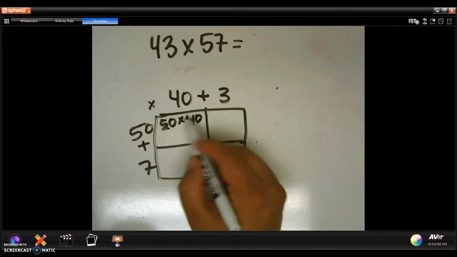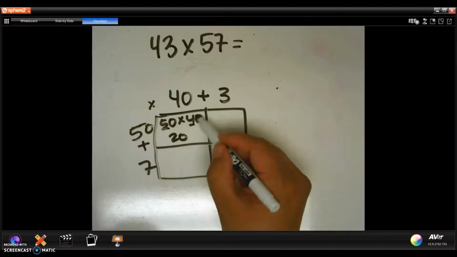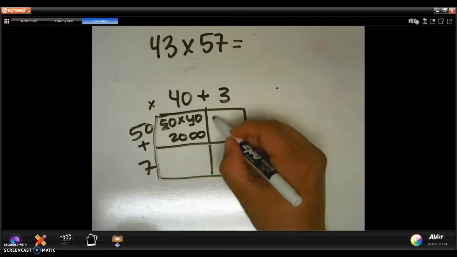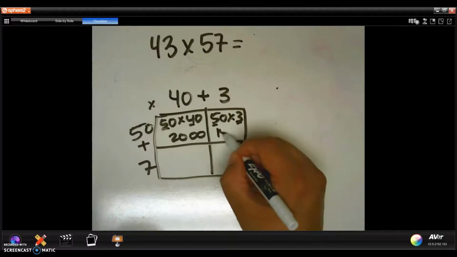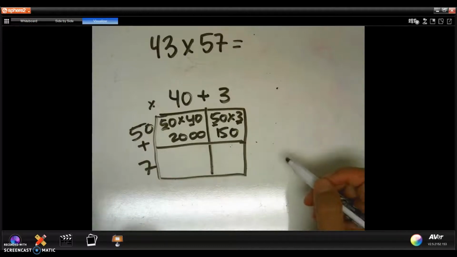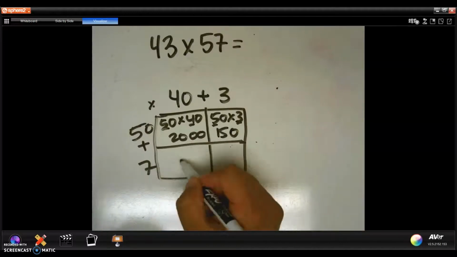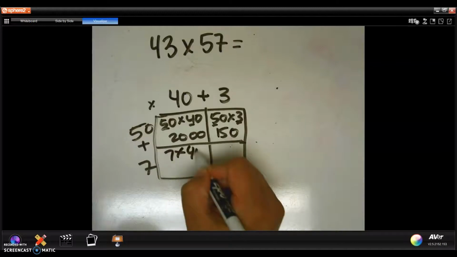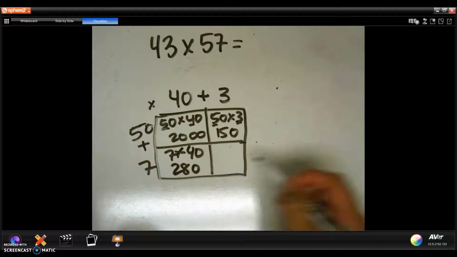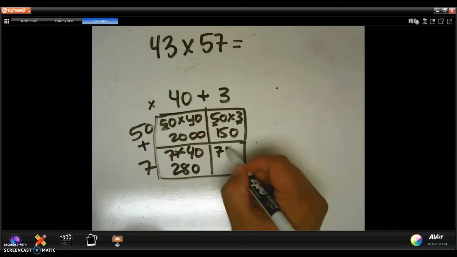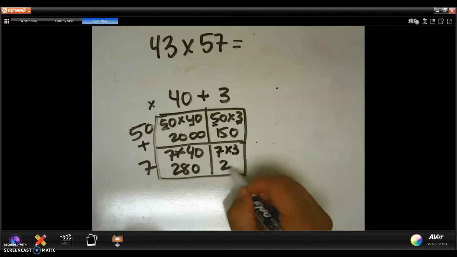I know that 5 times 4 is 20, and then I add 2 zeros. 50 times 3, I know that 5 times 3 is 15, add 1 zero. Down here, I'll do 7 times 40. 7 times 4 is 28, add 1 zero. 7 times 3, that's going to be 21.